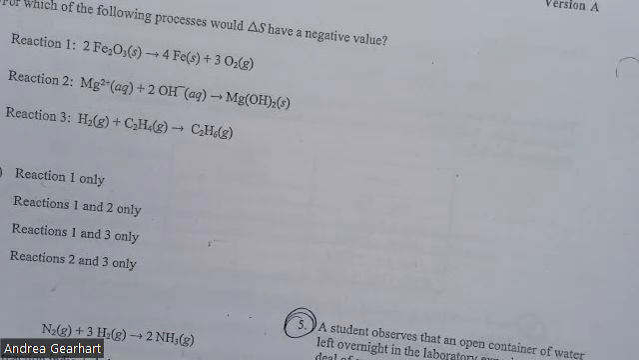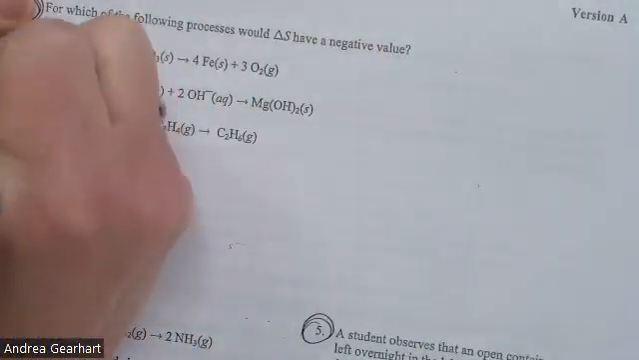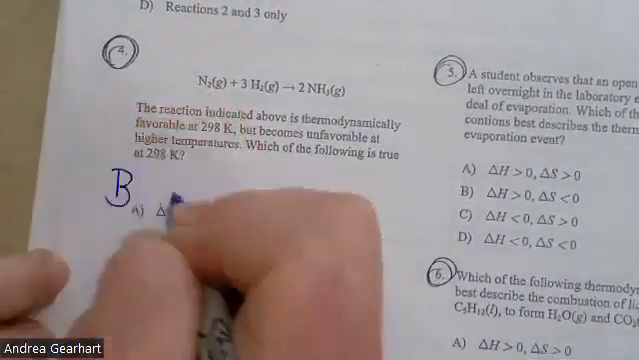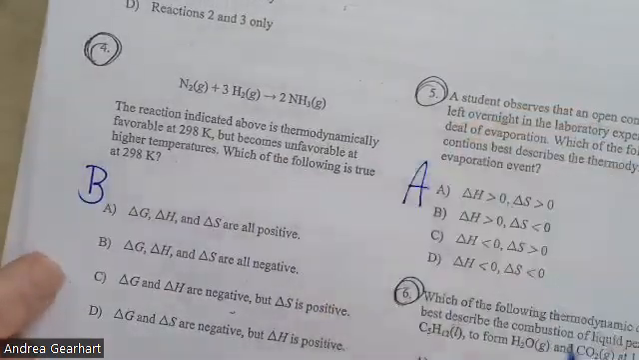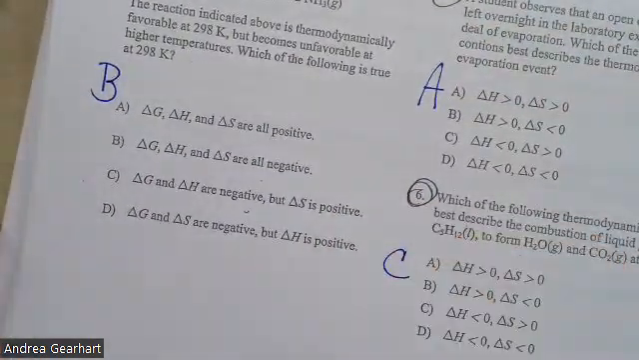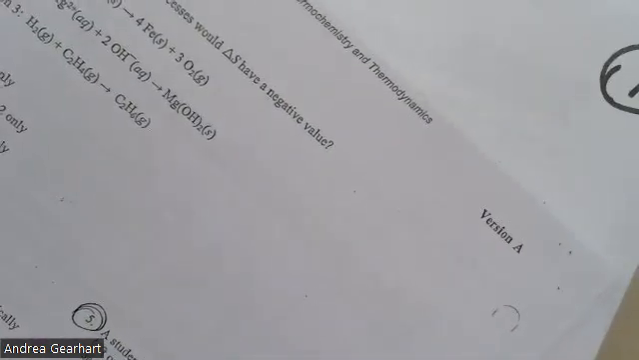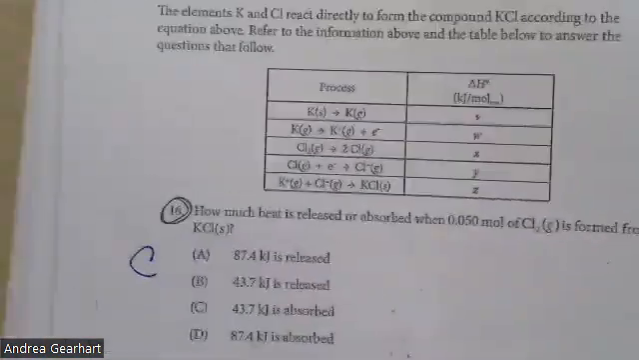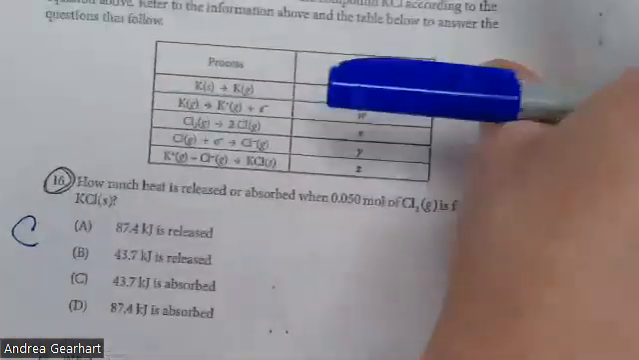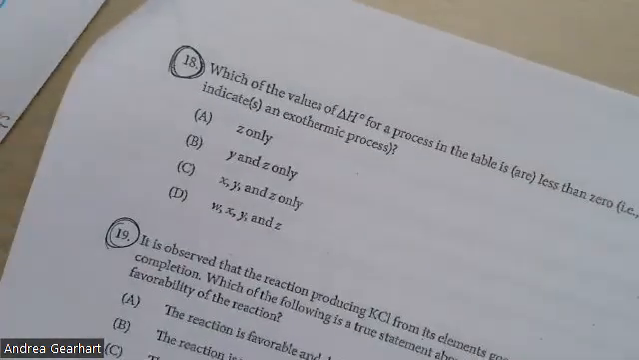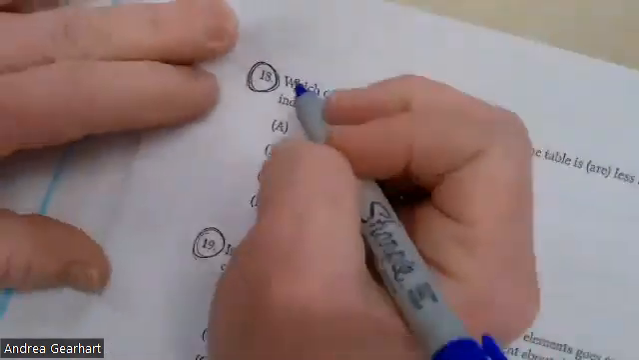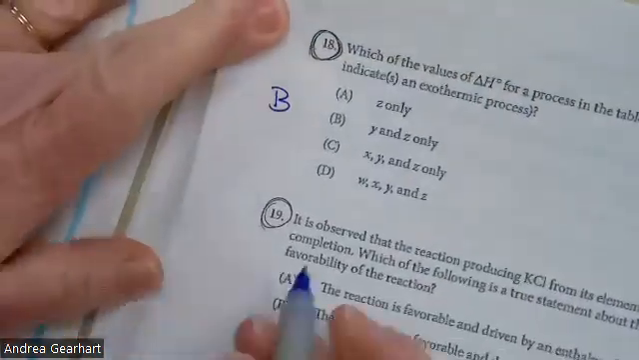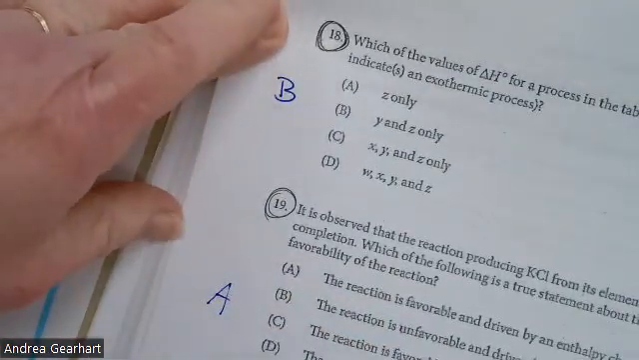So the number 3, D. Number 4, B. Number 5, A. Number 6, C. And 16, C. 18, not sure if we got this far, I'll go ahead and share. 18B, 19A, 20C.